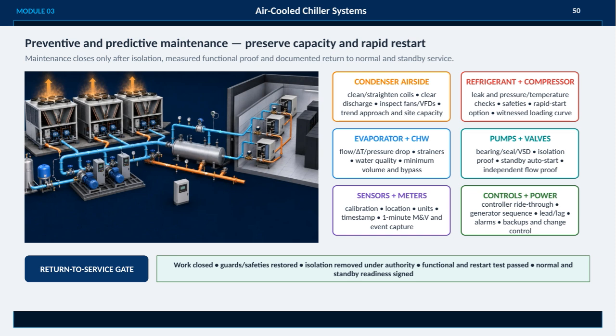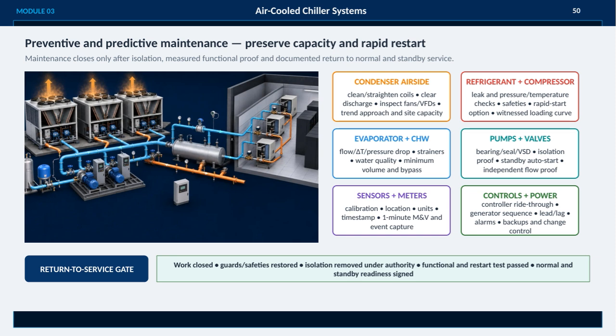Starting with the condenser-air side, it's crucial to clean and straighten coils, clear the discharge area, inspect fans and variable frequency drives, and monitor trends against site capacity. For refrigerant and compressors, we check for leaks, monitor pressure and temperature, verify safeties, confirm the rapid start option, and observe the witnessed loading curve.